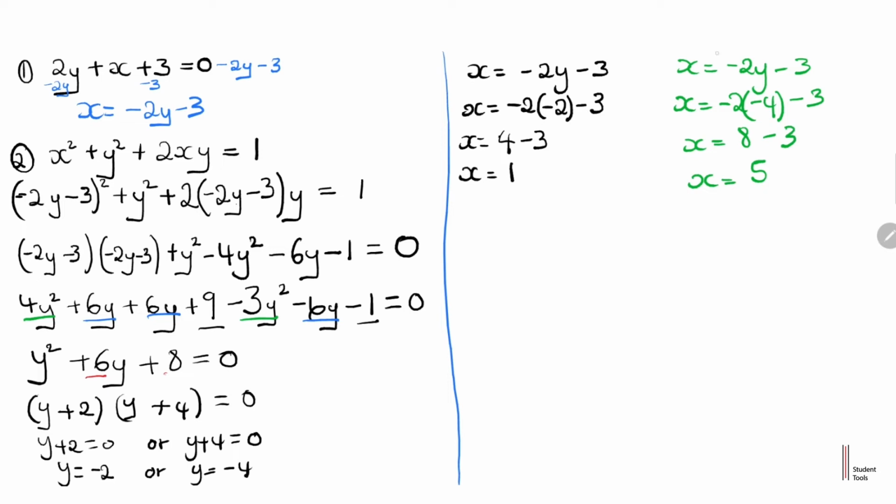So what does that mean? It means when x is equal to 1, y is equal to a negative 2. When x is equal to a positive 5, y is equal to a minus 4. And that is just how we solve these equations simultaneously.